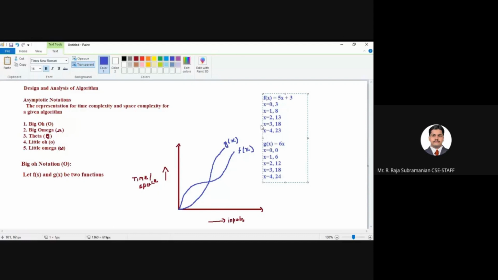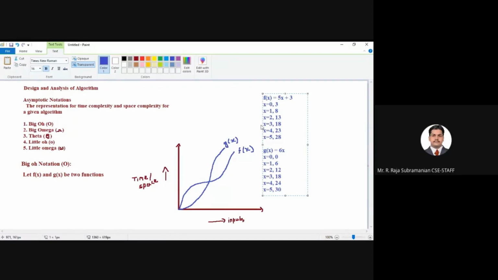Now who is highest? G of x. G of x. We will still move down. X is equal to 5, 28. Like here, x is equal to 5, 30. Now I ask you a small question.